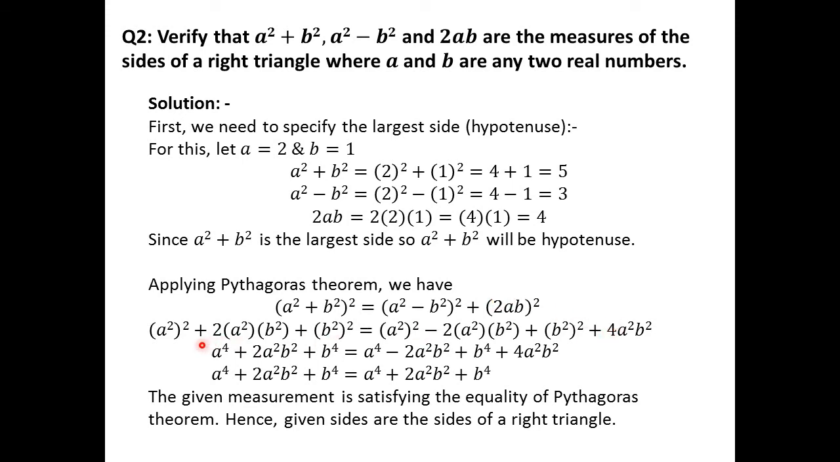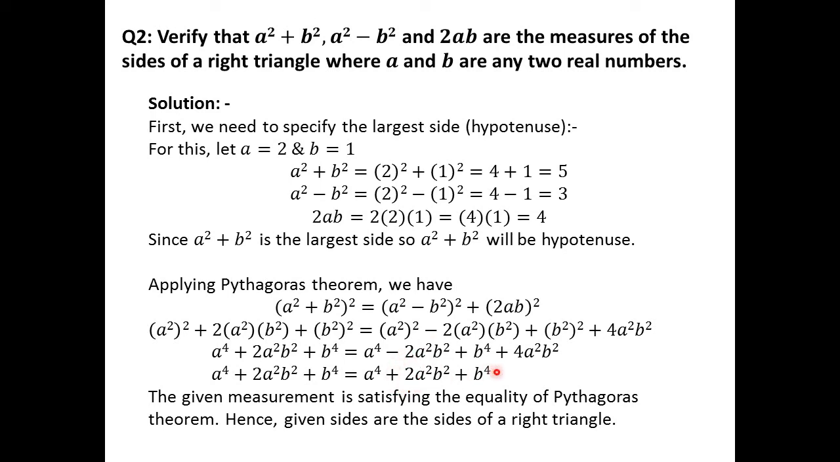Further, in the next step, a square whole square will make a power 4, 2a square into b square plus b square whole square will give you b power 4. On the right hand side, a square whole square is a power 4 minus 2a square b square plus b power 4 plus 4a square b square. In the next step, on the right hand side, this 4a square b square minus 2a square b square will become positive 2a square b square.